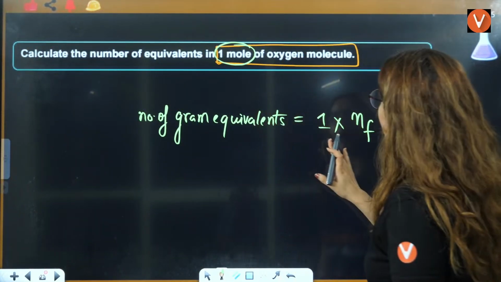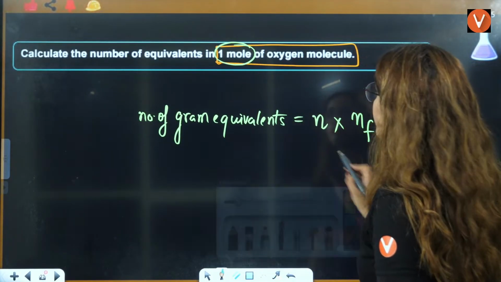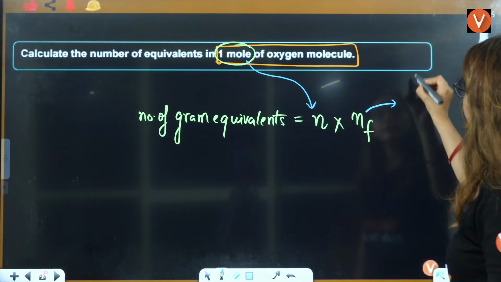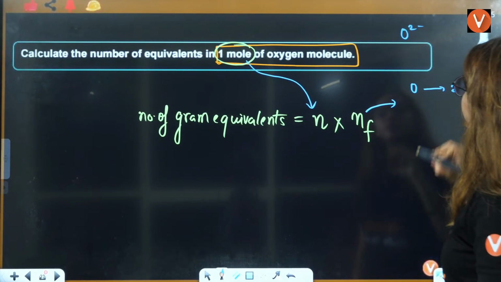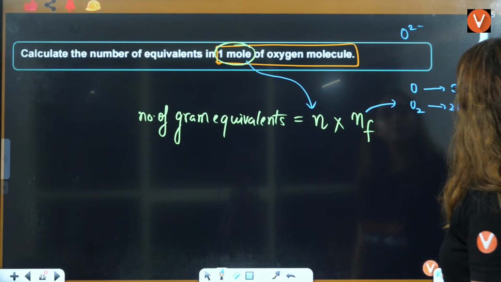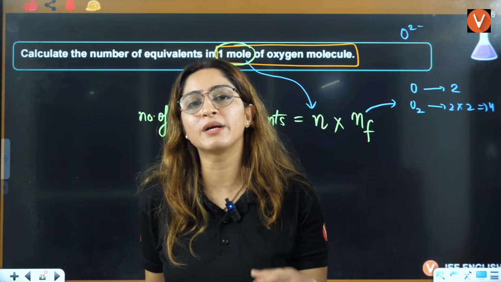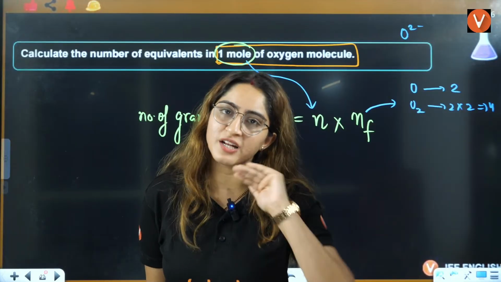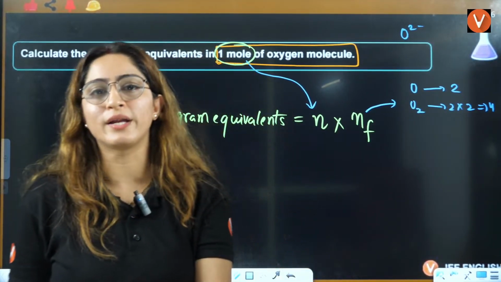Now what is n factor? This is number of moles, this is n factor. Number of moles is given to be 1. What is n factor? See, oxygen is -2. So for oxygen, valency is 2, right? So for O2, it will be 2 into 2, that is 4. So n factor is going to be 4. So n factor is nothing but the valency factor, right? So right now you just understand this much. It is actually covered in so much detail in your syllabus, right? I'll teach you that, don't worry, right?